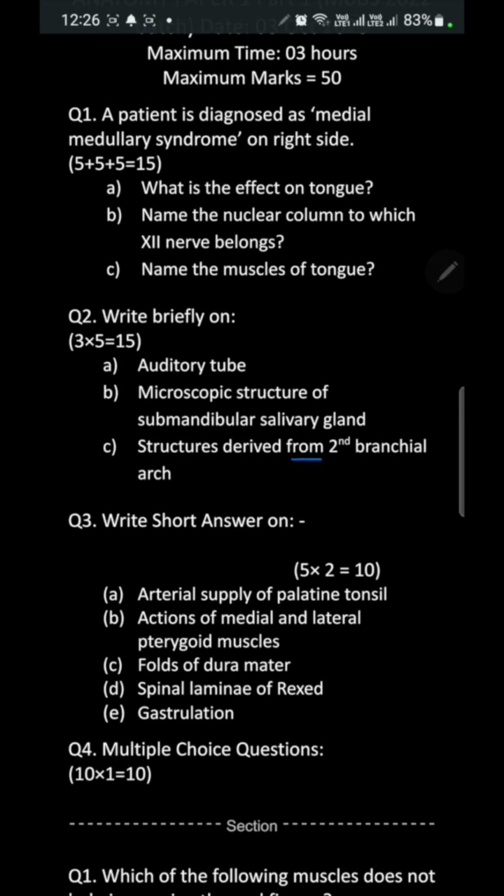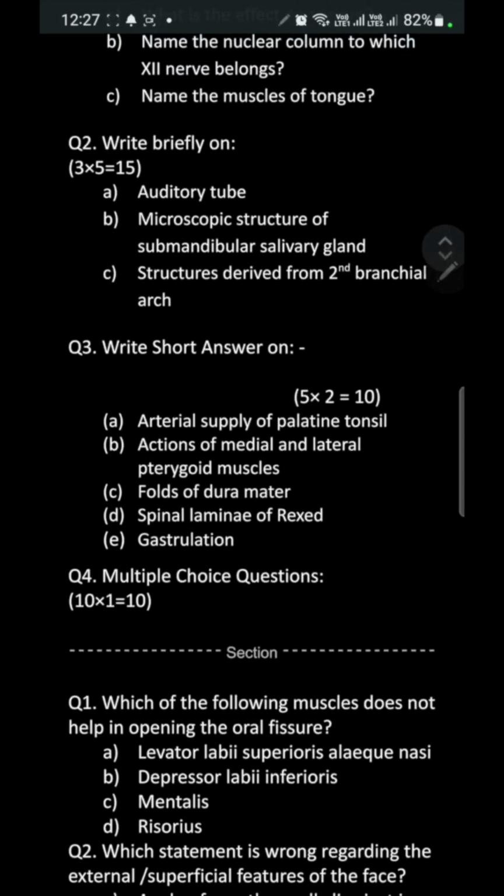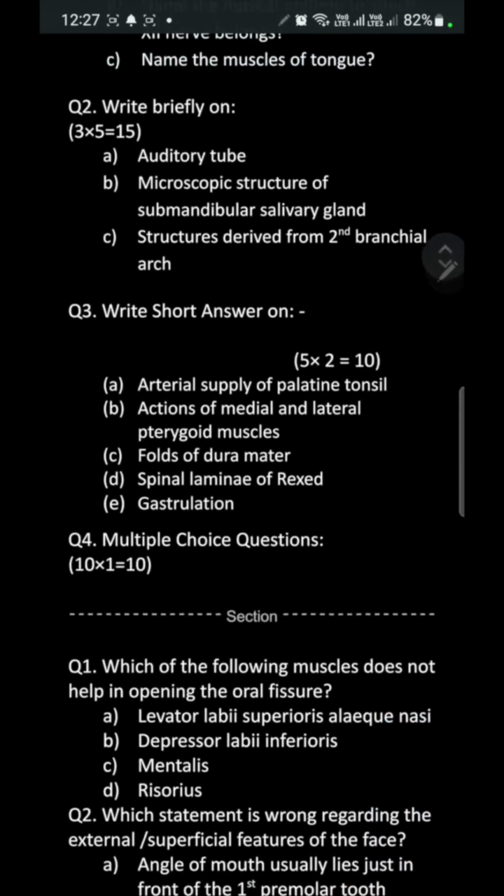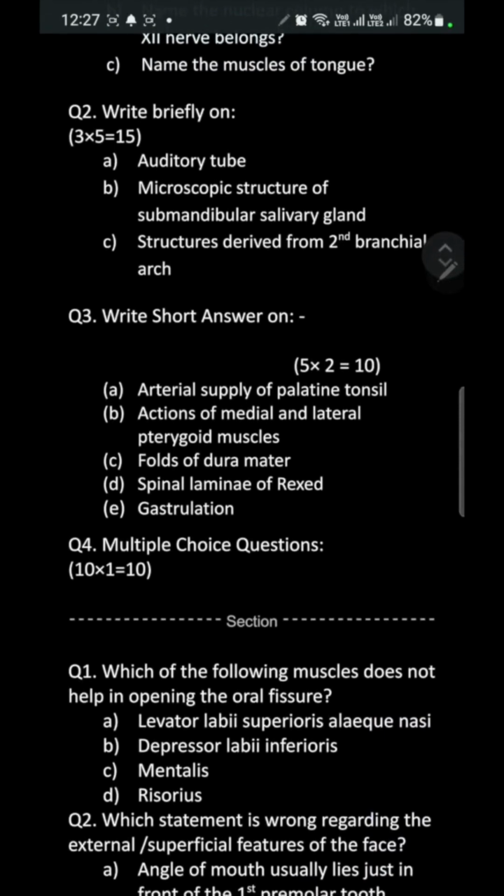The next question is structures derived from the second branchial arch. It means you have to describe the skeletal derivatives, the muscles, the nerve supply, the blood supply, and the cartilage of this branchial arch. My purpose of uploading this question is just to explain the MCQs. I believe you can read all these questions from the book.